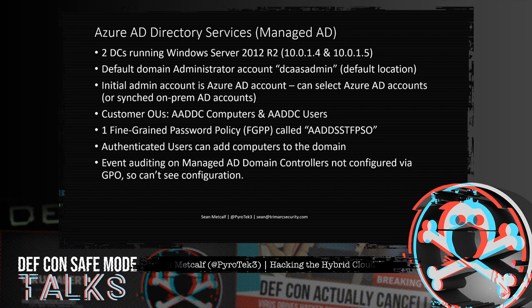There is one fine-grained password policy that's pre-created. I'm not going to try to read the name. As it is, it's a bit tough with all the As and Ds. But the customer has delegated modifier rights to this fine-grained password policy object. I can't see any auditing configuration set in GPO, so I have to assume that they are set via local policy, which I can't see without domain controller access.